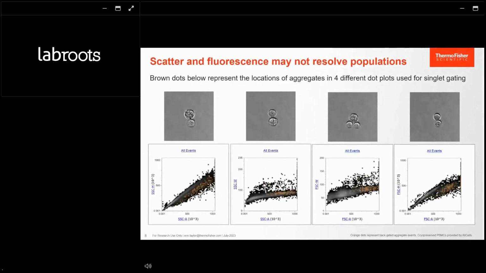Here are some quick examples. This is one of my favorites, showing that scatter and fluorescent properties often fail to fully resolve populations like singlets. These brown dots here represent some aggregates that have been backgated. And you can see that no matter how experienced a cytometrist you are, if you were to come in here and manually draw a singlet gate, it would be impossible to fully include every single singlet without also including some doublets, because this boundary here is ambiguous, it's not well defined, and that's true for all of these plots. So it isn't even skill, it's simply limits of resolution with just scatter and fluorescence.